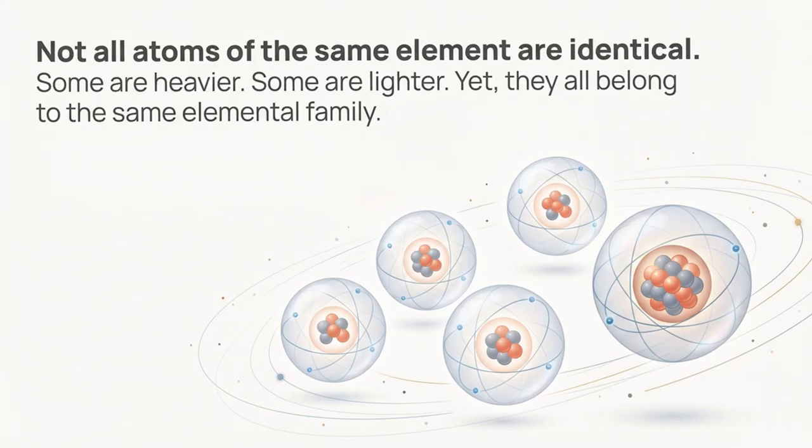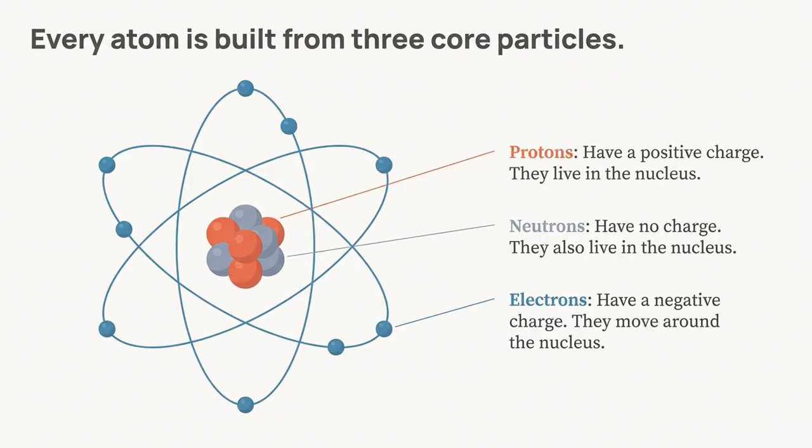What if I told you that not all atoms of the same element are exactly the same? Some are a little heavier, while some are lighter, yet they behave almost the same way. These special versions of atoms are called isotopes. And today, we are going to understand them step by step, from the ground up.